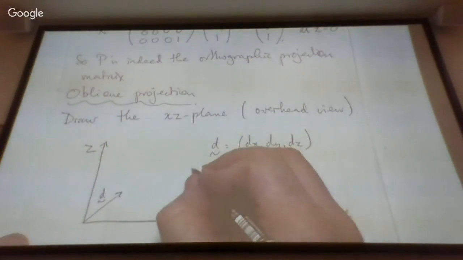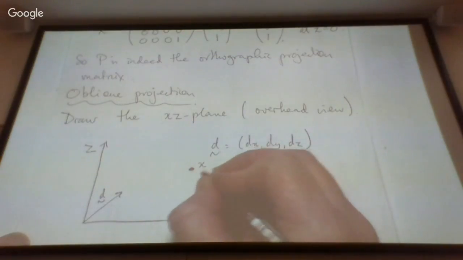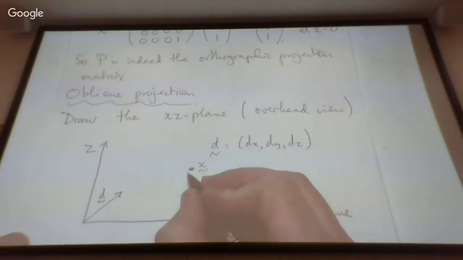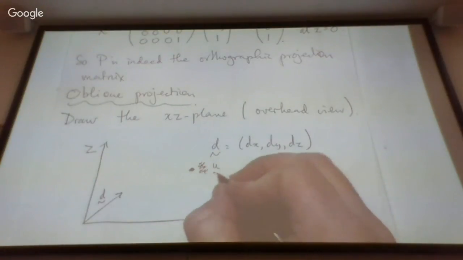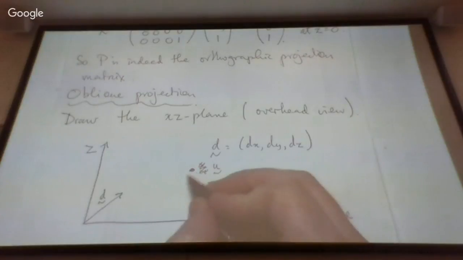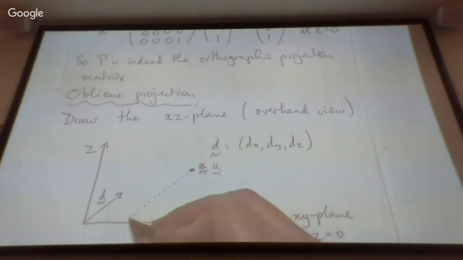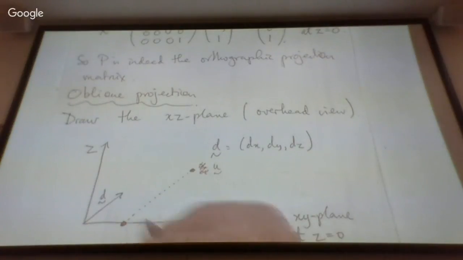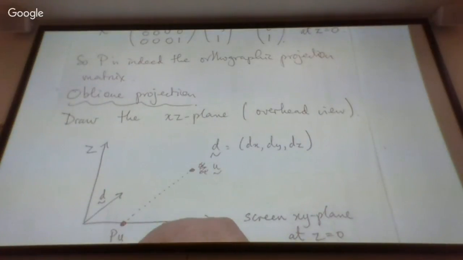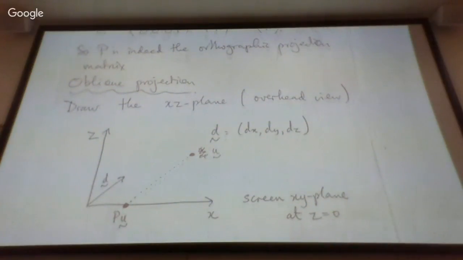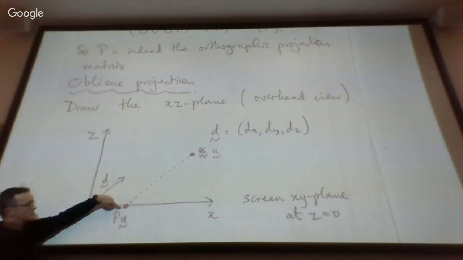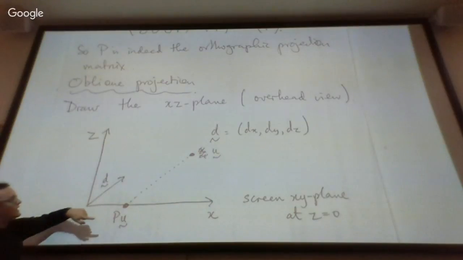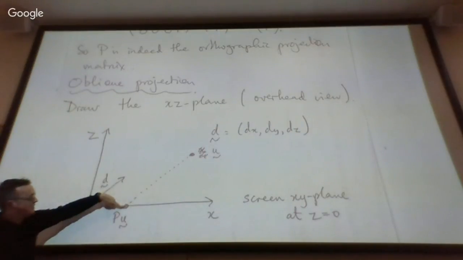So here's a point x in the environment. Using x for the vector is a little bit confusing, like the x-axis, so let's just use u. So u is a point in the environment. The oblique projection should send u to this point here, P times u. So u is the point out in the environment, and in its oblique projection, it should go parallel to the vector d until it hits the screen.